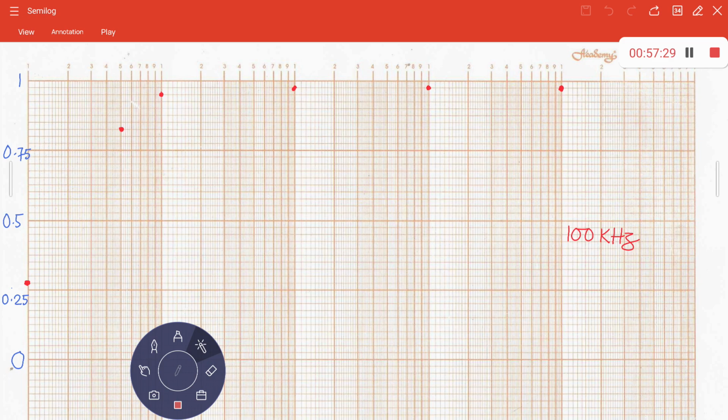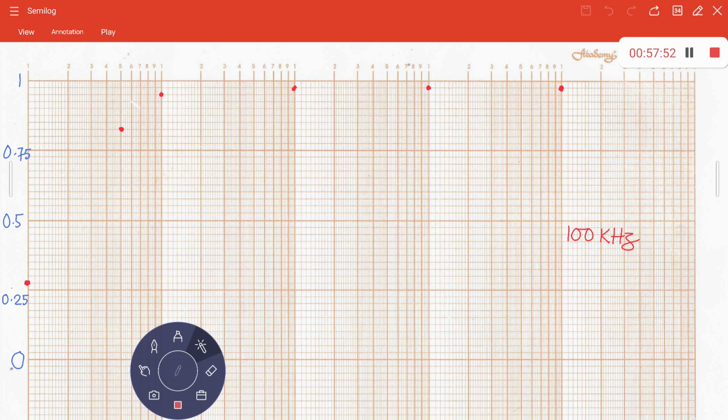Similarly, on the right hand side, you can do the same thing. You start from 100 kilohertz. Suppose this is your 100 kilohertz, then 1 megahertz, 10 megahertz, 100 megahertz, and 1000 megahertz. Okay, let me just emphasize the low frequency side.